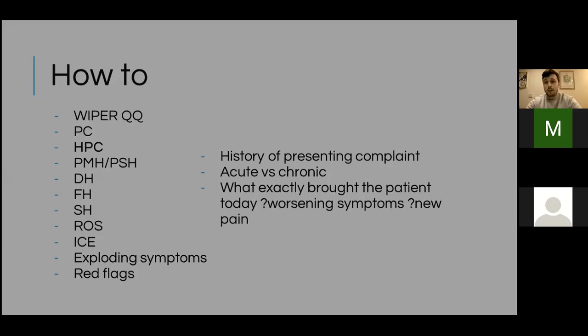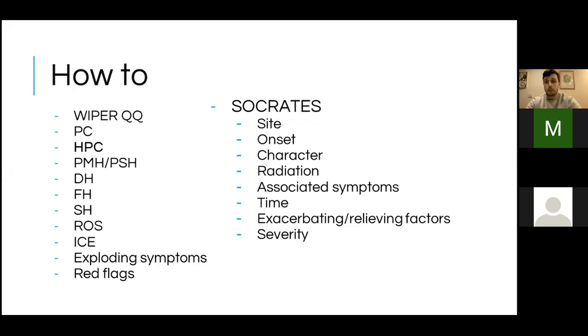This is also a really good acronym. I hope everyone's familiar with this. It's SOCRATES. For pain, it's really important to use this in any history taking. So for example, a patient comes in with left-sided chest pain, to refer to the site. It came on all of a sudden. The onset. The character is dull, sharp, twisting, turning, aching. It radiates to the left jaw, the left shoulder.